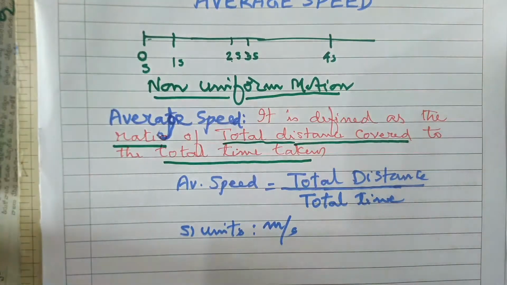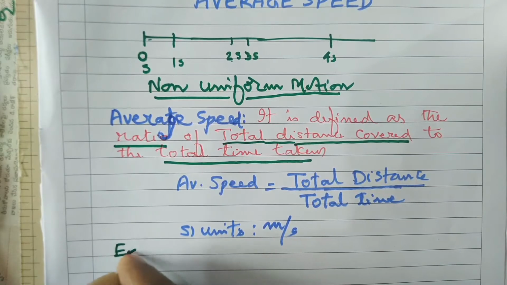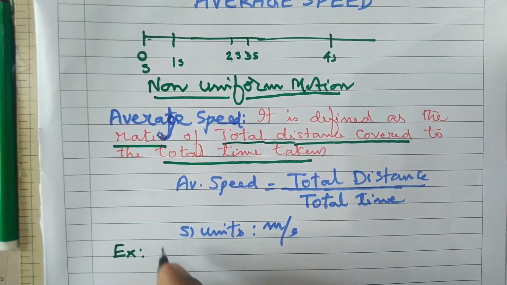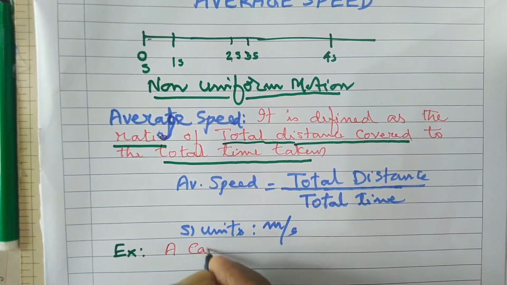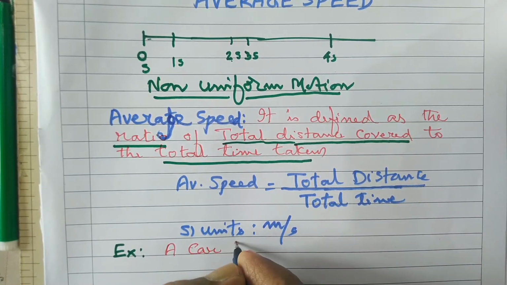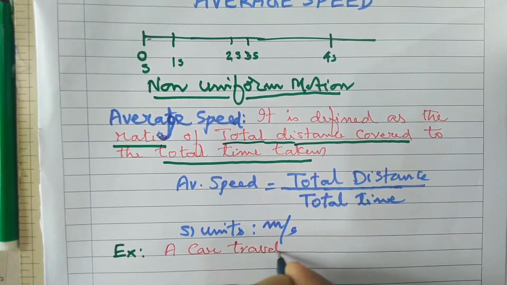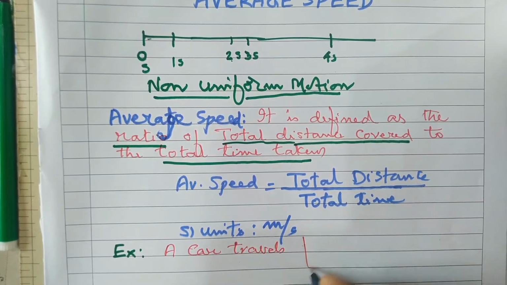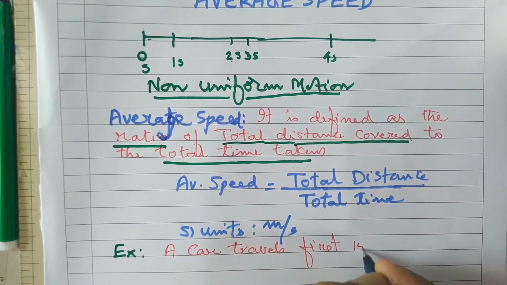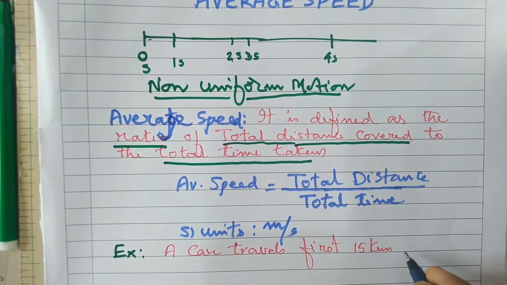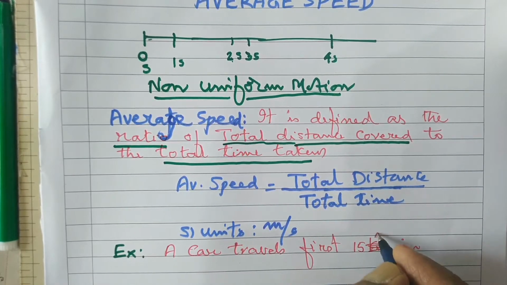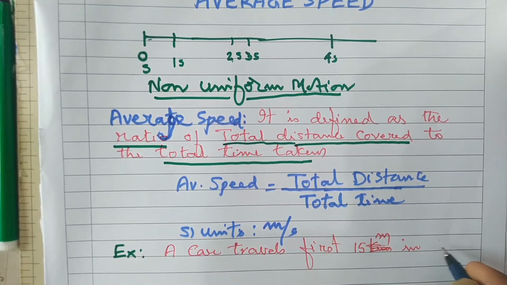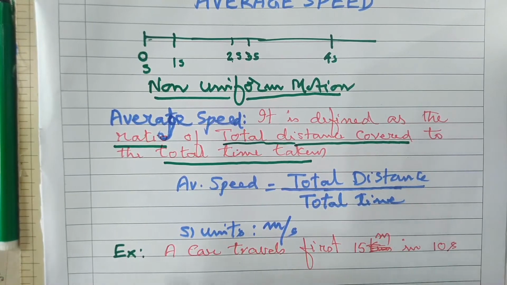I'll give one simple example. You see that example, you will understand it. Average speed. Let us consider a car that travels first 15 meters, because I'd like to take the SI unit first, 15 meters in 10 seconds.